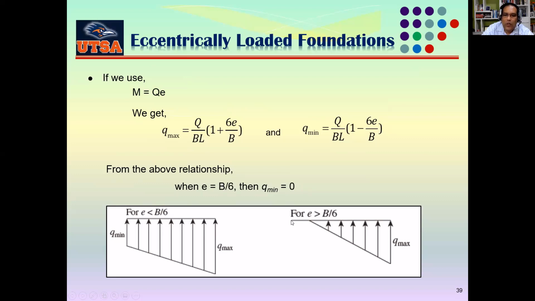Now if you increase your E more than B by 6, then basically you will see you are going like this. Here is a tension part here. But since soil doesn't take any tension, so we are showing from here to here all the way. This one is 0, and then this one is increasing from here.